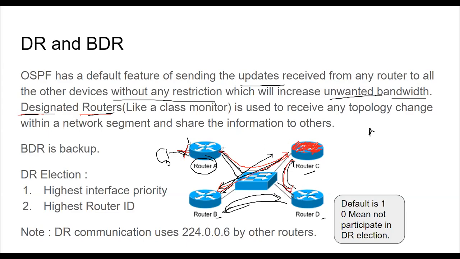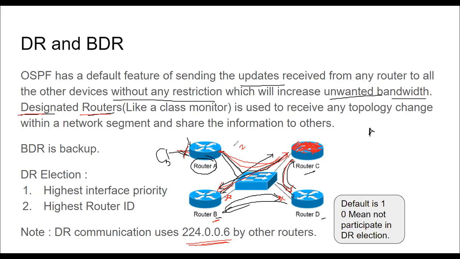So how this particular router A is informing DR is with the help of a multicast packet, 224.0.0.6. So the destination IP of that particular segment will be 224.0.0.6. Now router C will inform router B and D about the change. So now what will happen? Router B will think that, hey, I received from DR, so I will not send it to anybody else. So he will not send. Similarly, D will not send.